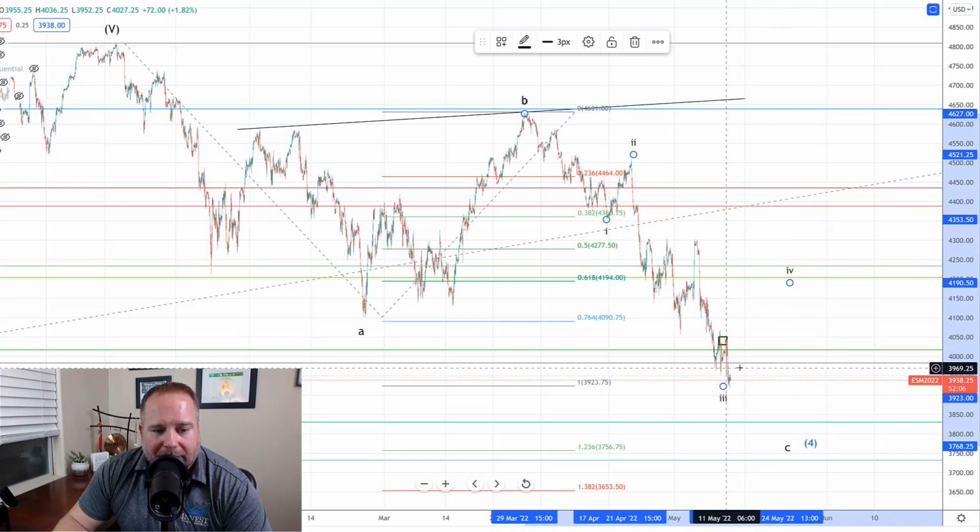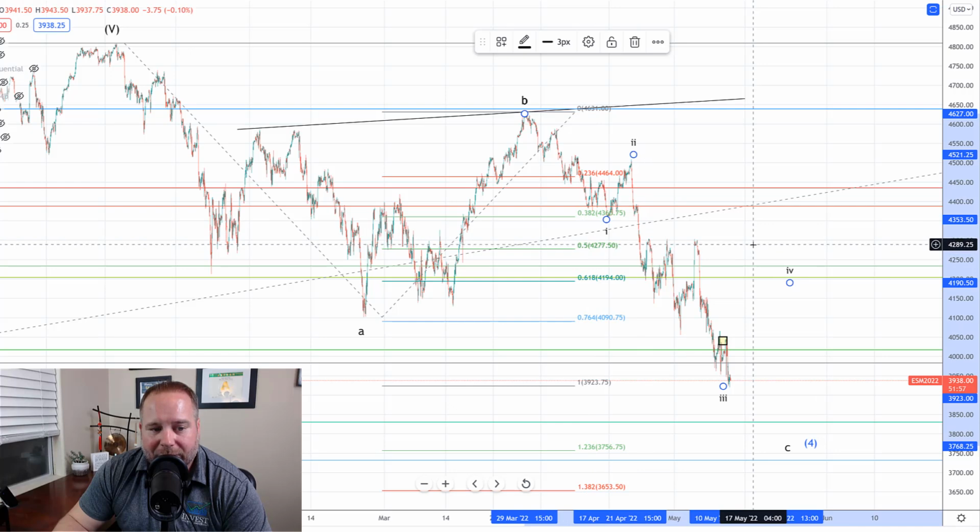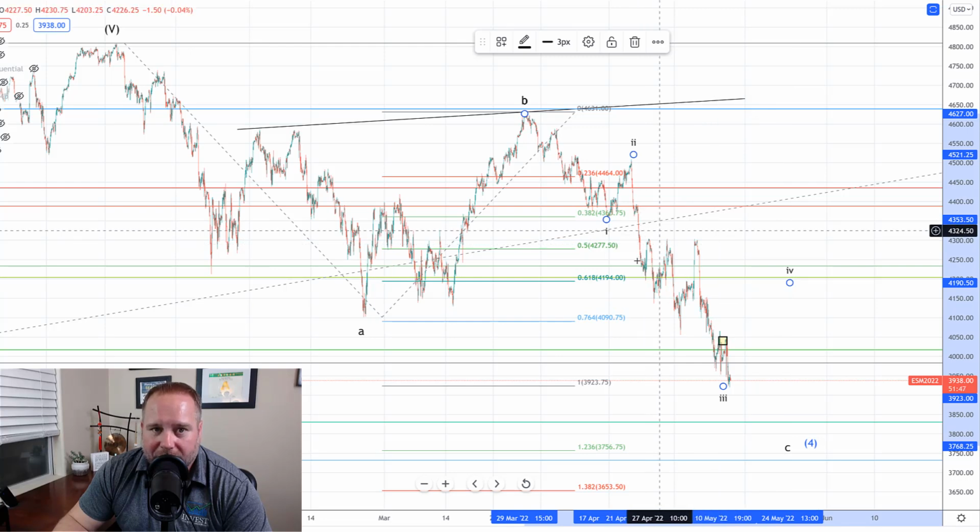So the ideal target, again, for wave 4 is the 4,200 area. They could push it up to this 0.5 fib and get a half retrace. Puts us right on that selling wall at 4,300. So for the bulls to really take control of this market and not be in a wave 4 bounce, they need to really push over this 4,300 area.